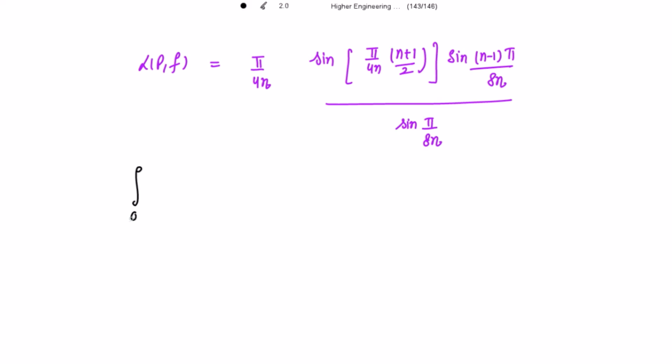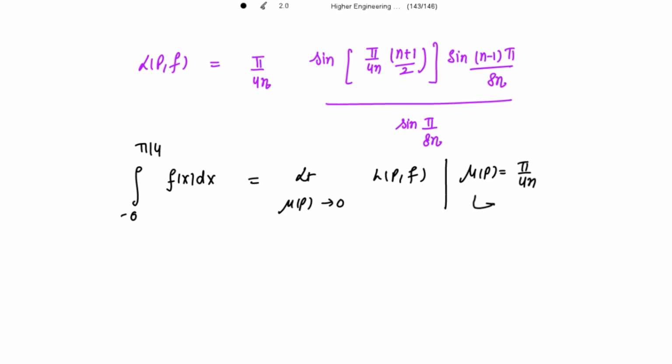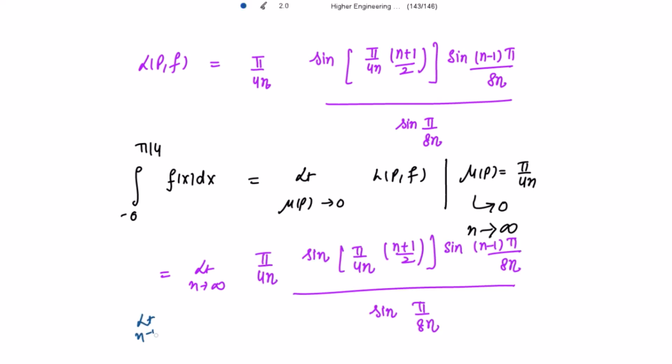So let's calculate the lower Riemann integral now. That is equal to limit mu p tends to 0 of L(P, f), where this mu p is pi divided by 4n, and when it is tending to 0, n is tending to infinity. So this is equal to limit n tends to infinity, and writing this L(P, f). Now because I know that limit n tends to infinity, sine of nx divided by nx is equal to 1. If this angle is equal to this denominator, we are having this limit to be equal to 1. So let's work on this.